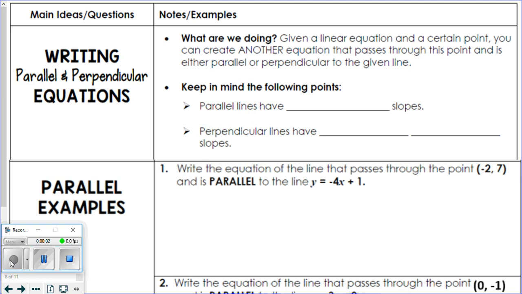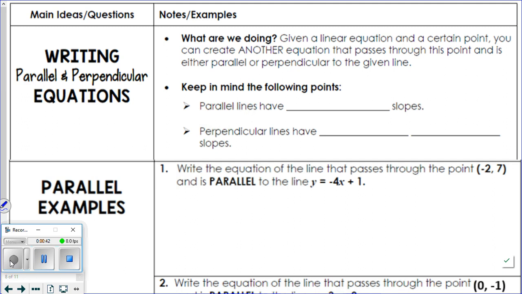We are going to walk through more notes and examples on writing parallel and perpendicular equations. So given a linear equation and a certain point, sometimes that point is going to be an x1, y1. Sometimes that point will be a y-intercept or a b-value, so 0, comma, a number. We are going to create another equation that passes through that given point and is either parallel or perpendicular to the given line. So we'll have to pay attention to what the question is asking for.